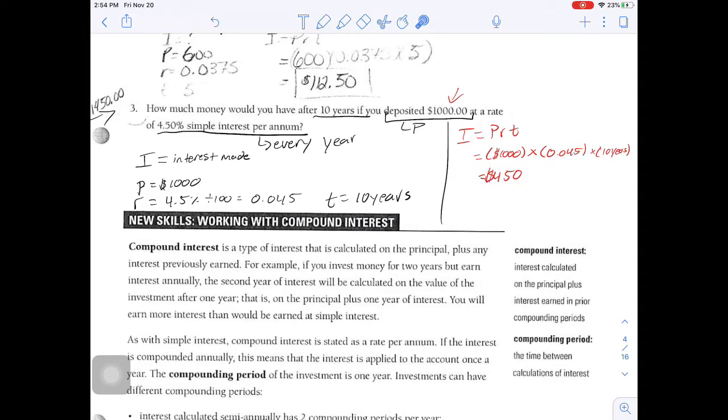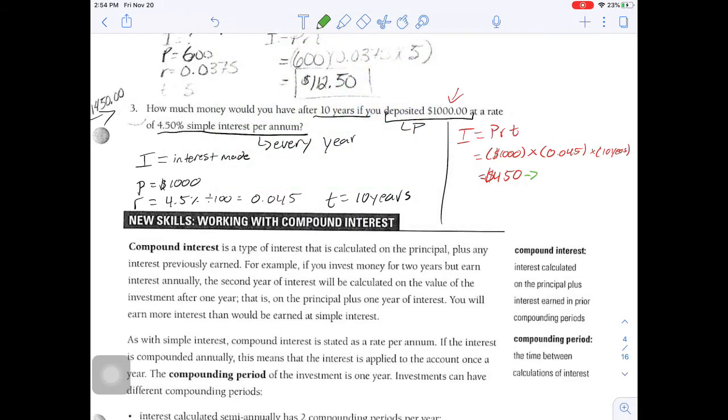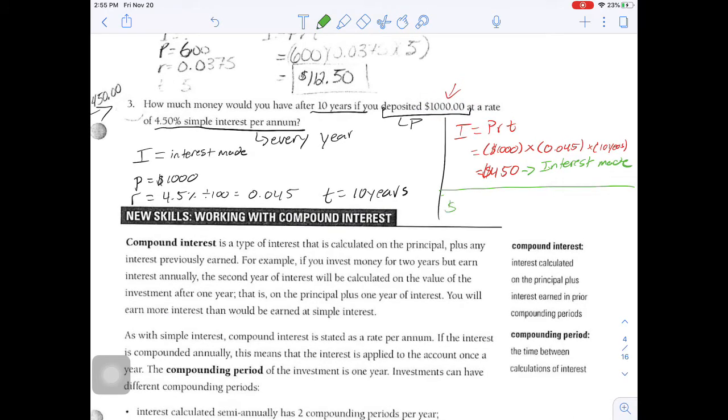Now, this question says, how much money would you have after 10 years? This $450 is the amount of money we made. So note that this is the interest made on our deposit. So the amount that we have is what we originally put in plus what we've made. So we have $1,000 plus 450. So that's $1,450, and that's how much we have.